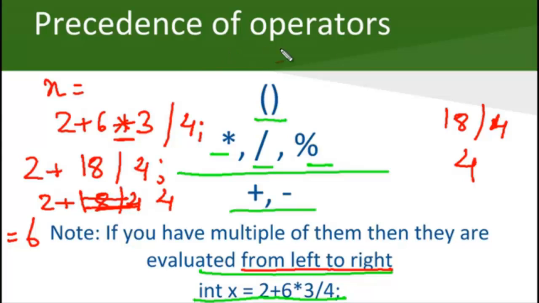So we saw the precedence of operators: parentheses have the highest precedence, then we move on to multiplication, division and remainder, and at last we have addition and subtraction.